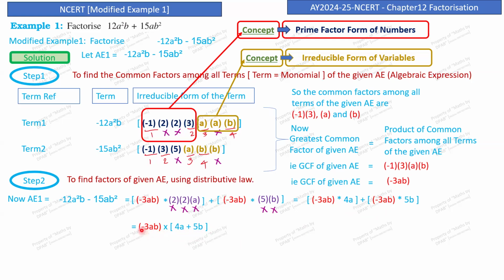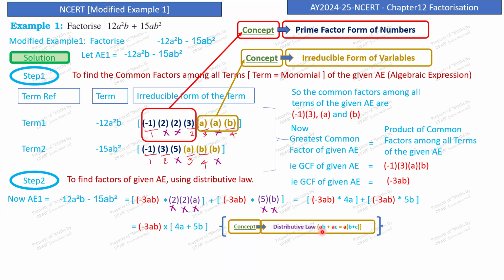Okay. So now the first algebraic expression, which is a factor, is minus 3ab, and the second algebraic expression, which is a binomial, is 4a plus 5b. So a monomial into a binomial. These are the factors. So which concept is used from this step to this step? Yes, it is the distributive law.